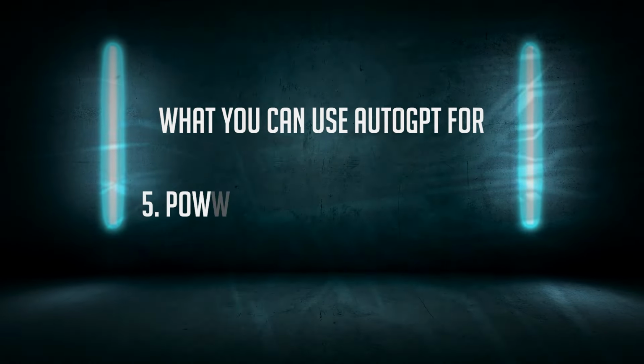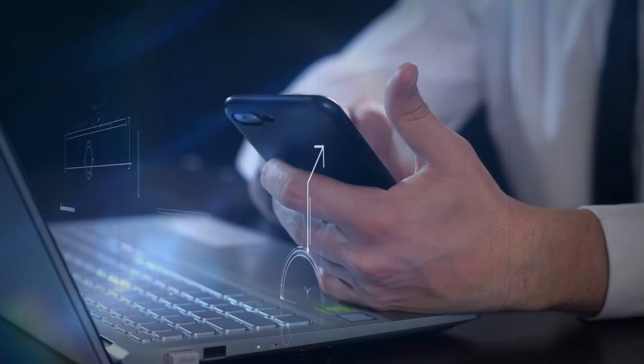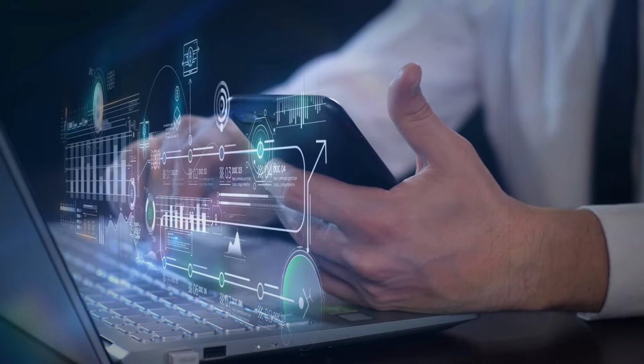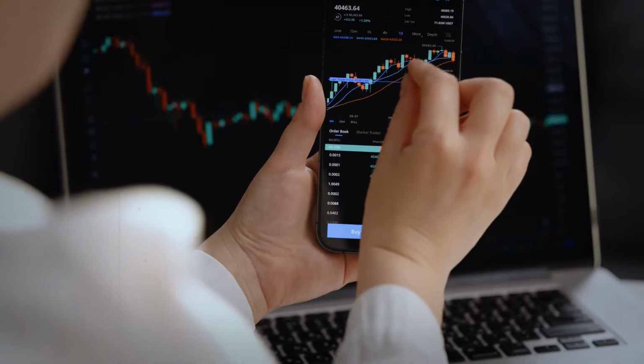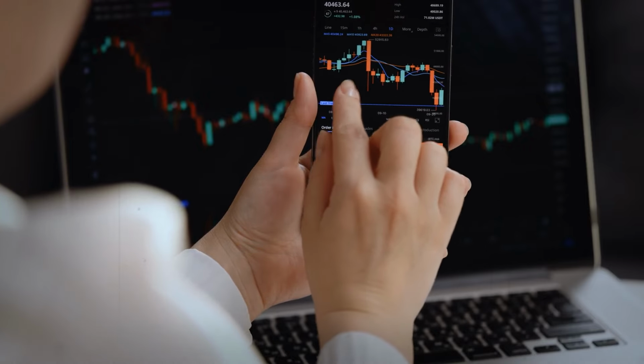Number 5. Powerful financial assistance for crypto and stock investors. AutoGPT's algorithms can analyze vast amounts of data from the crypto and stock markets, providing users with actionable insights that can help them make more informed investment decisions.